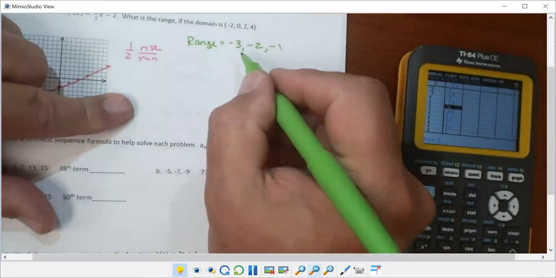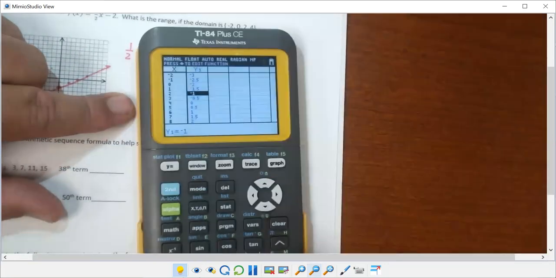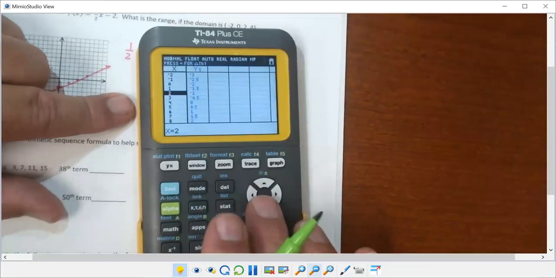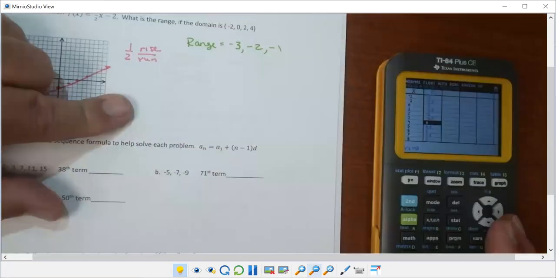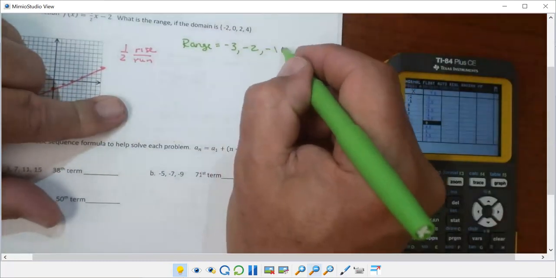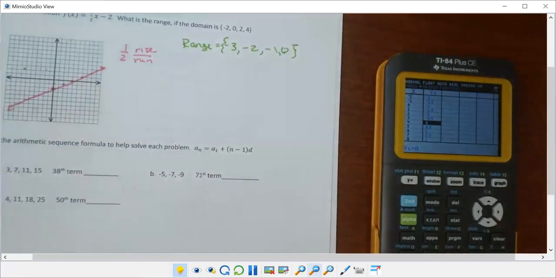Looks like it's a pattern. If you were to guess, you probably think the next one's going to be 0. So let's look at it. I'm going to go to 4, and we're predicting it's 0. And look right there, it is 0. So this is my range. Whoops, don't make it look like 10. So that's my answer for that.